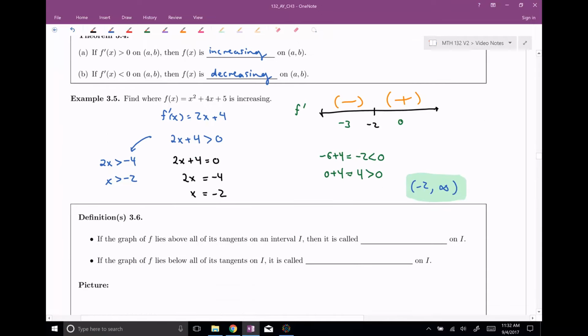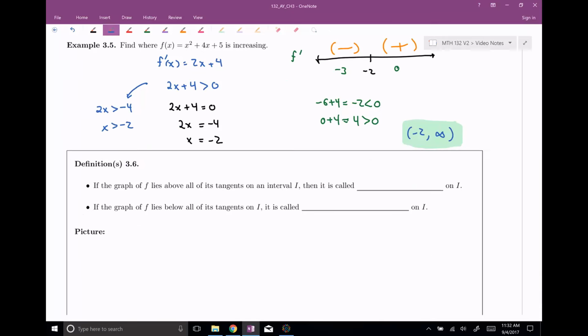Okay, so that's a little bit about increasing and decreasing. Moving on, if a graph f lies above all of its tangents on some interval, well, we'll see what this looks like in just a second, but this is what we're defining to be concave up on that interval. Likewise, if the graph f lies below its tangents on some interval, then it is called concave down.